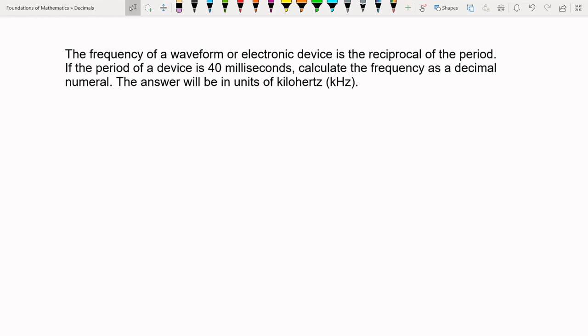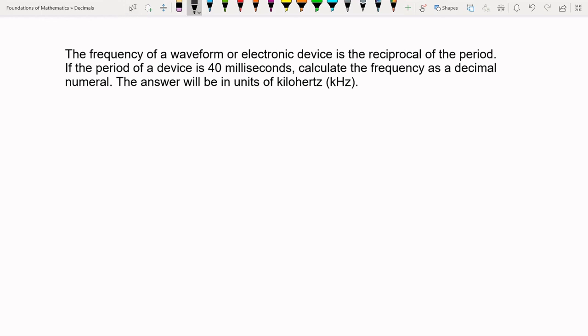The frequency of a waveform, which is just like the wave of electricity using the AC current, is a reciprocal of the period. If the period of a device is 40 milliseconds, calculate the frequency as a decimal numeral. That's going to be in kilohertz.